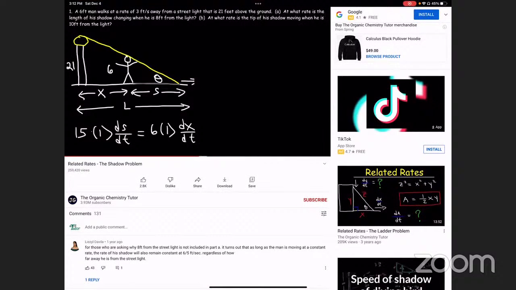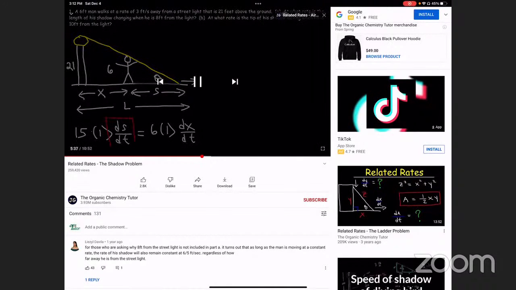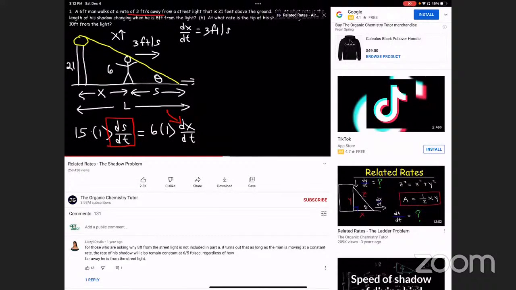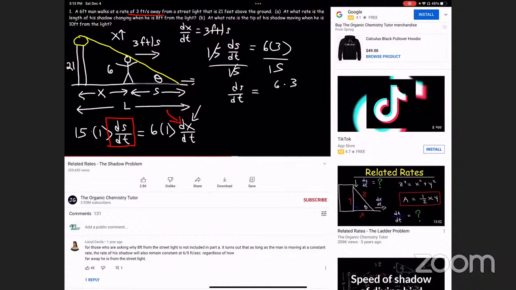So now at this point, we need to plug in what we have. Our goal is to calculate dx/dt, but it would be negative 3 feet per second. So now that we have dx/dt, we could plug it into this equation. So we have 15 dx/dt equal to 6 times 3. Now let's divide both sides by 15. So dx/dt is 6 times 3, and 15 is 5 times 3.